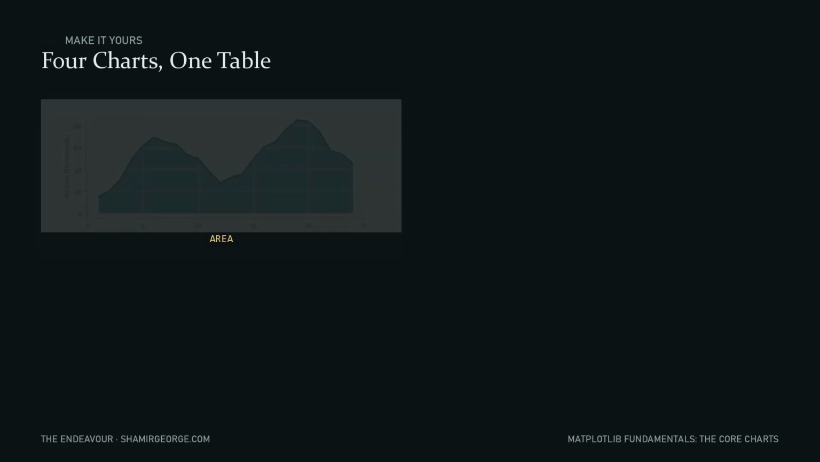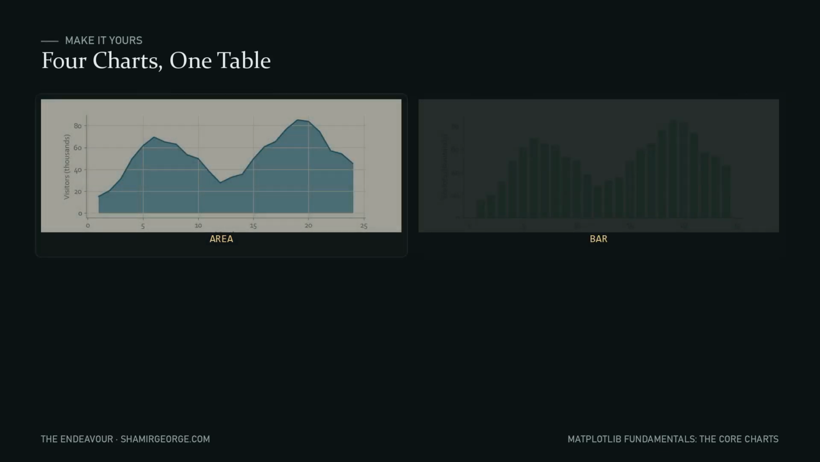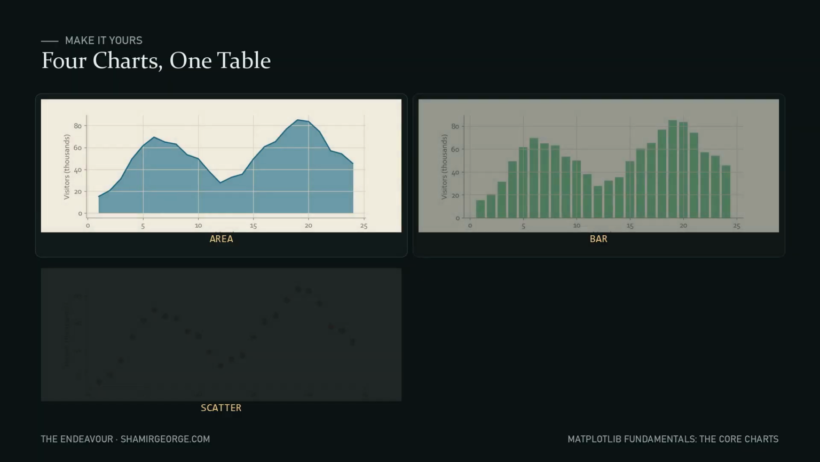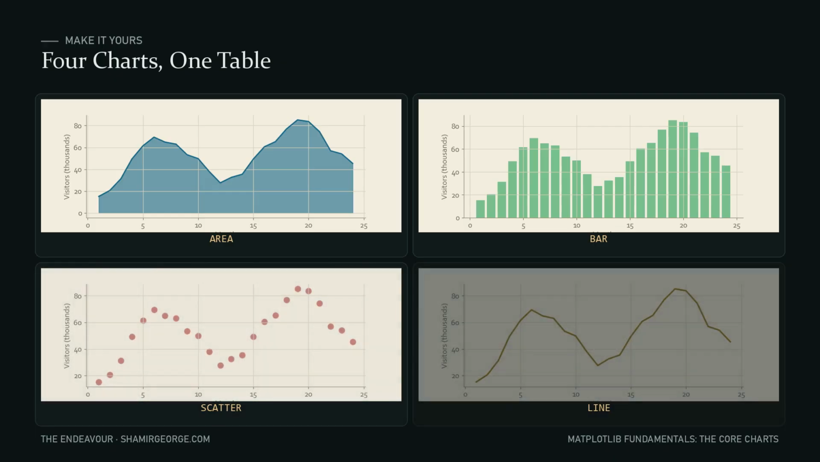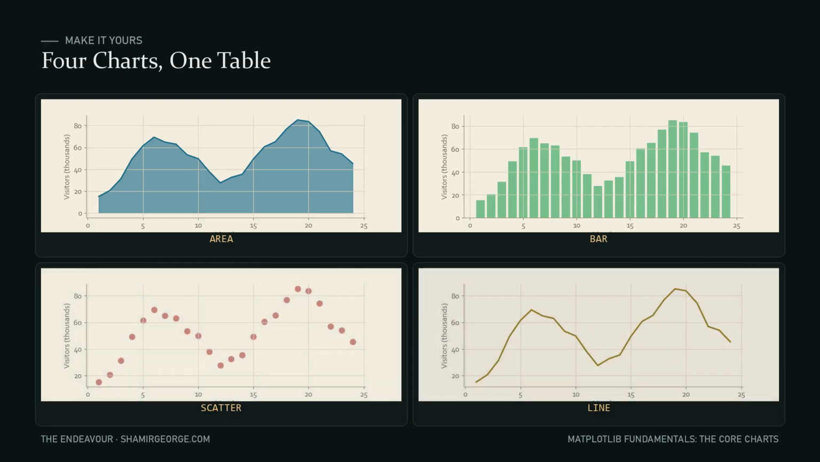Swap the geometry, keep the story. A filled area for a report cover, weight behind the trend. A sorted bar for a slide where ranking is the point. A scatter for emphasizing 24 distinct readings. A bare line for the cleanest possible read of direction. Same 24 rows every time, only the chosen shape changes what your reader notices first.